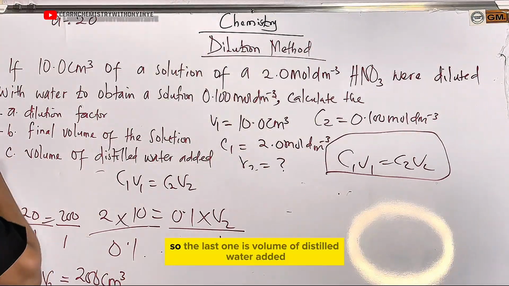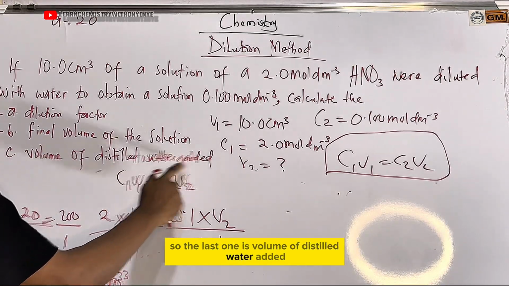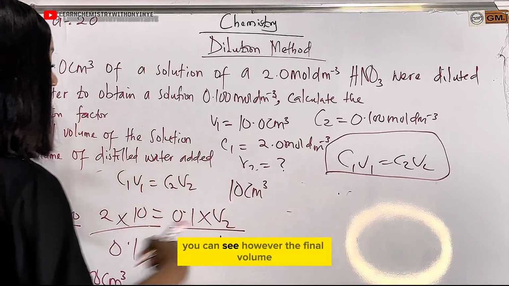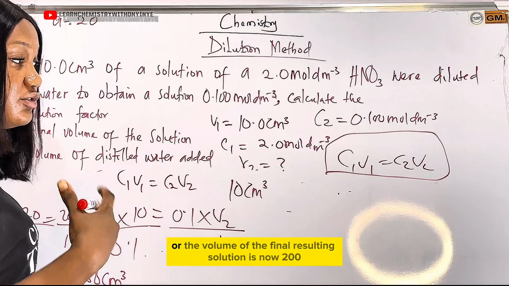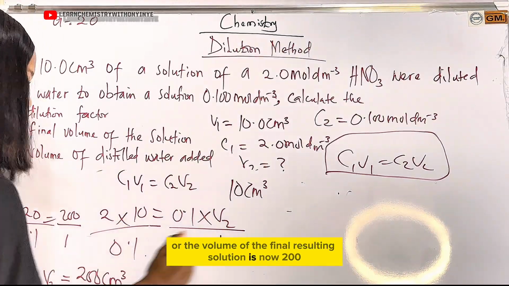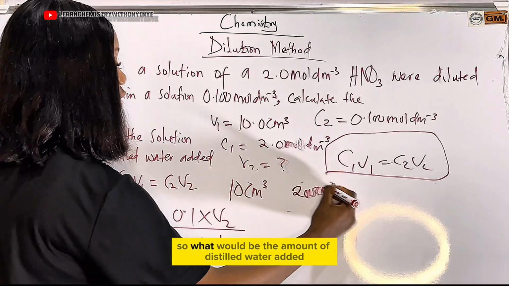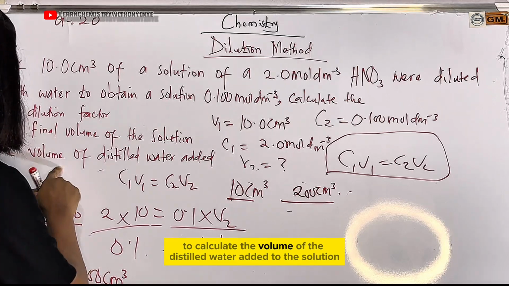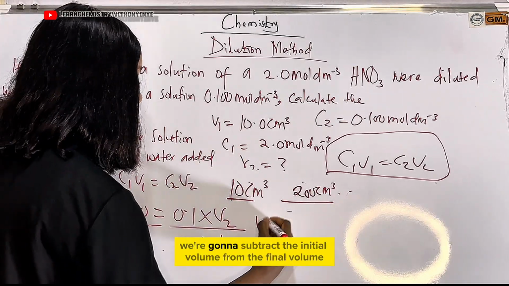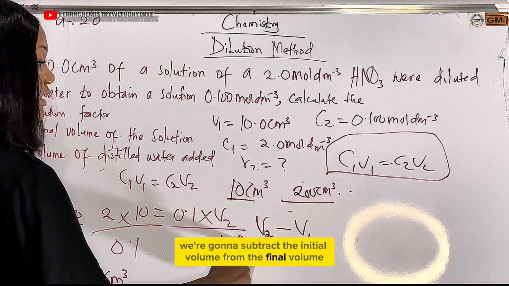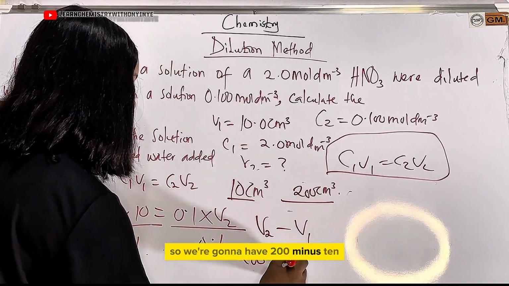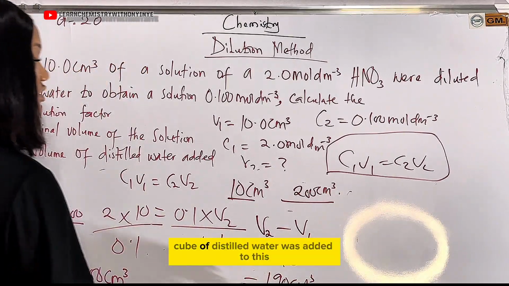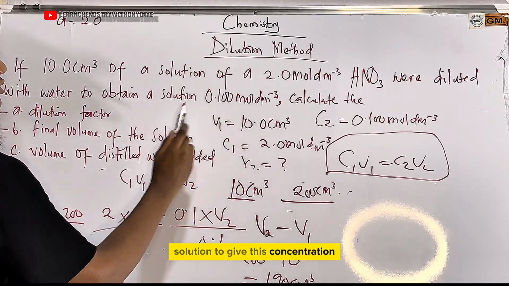All right. So the last one is volume of distilled water added. Now the initial volume was 10 cm cube, you can see. However, the final volume, or the volume of the final resulting solution, is now 200. So what would be the amount of distilled water added? From 10, you got 200. So to calculate the volume of distilled water added to the solution, we're going to subtract the initial volume from the final volume. So we're going to have 200 minus 10, and we're going to be having 190 cm cube. So 190 cm cube of distilled water was added to the solution to give this concentration.